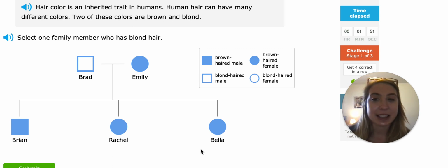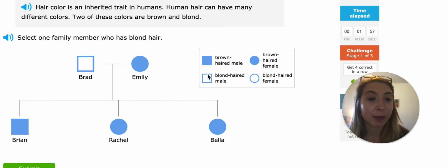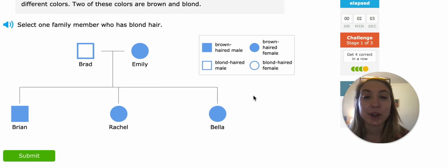Now they're saying select a family member who has blonde hair. We know blonde hair is just the shape that is not filled in. We can remember this by looking right over here. When the shape is not shaded in, it means they have blonde hair. There's only one person whose shape is not shaded in, and it would be Brad. I can tell, looking back at my key chart, blonde-haired male, right here, it matches.